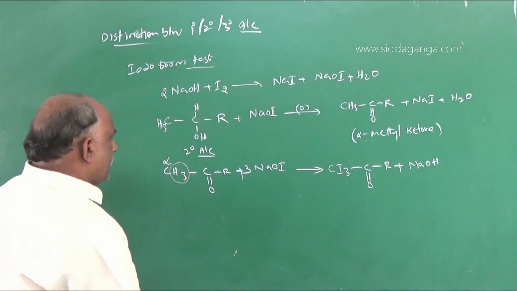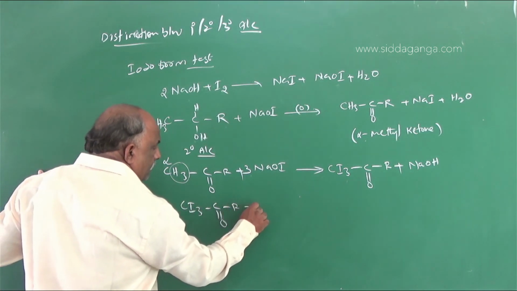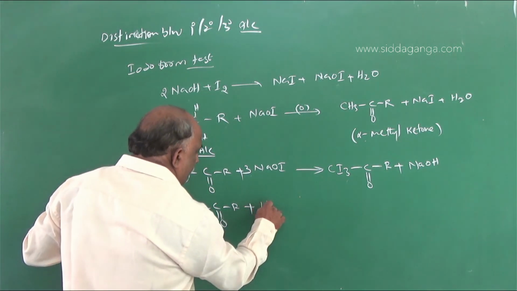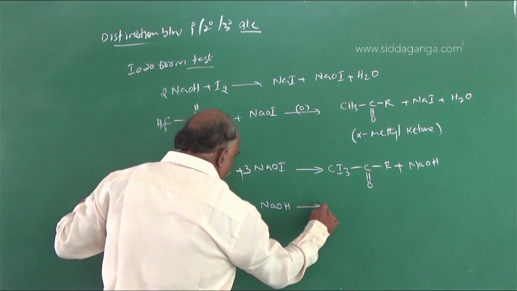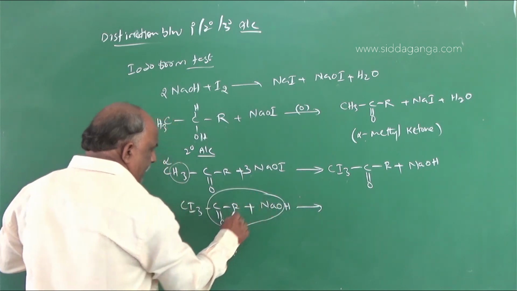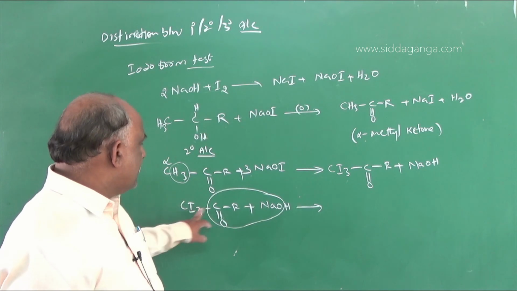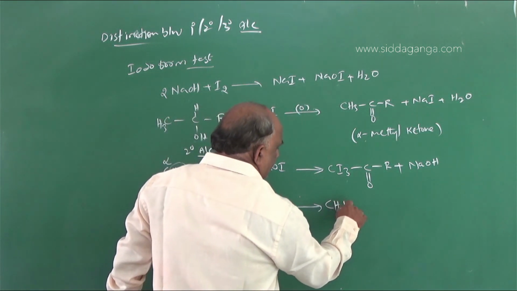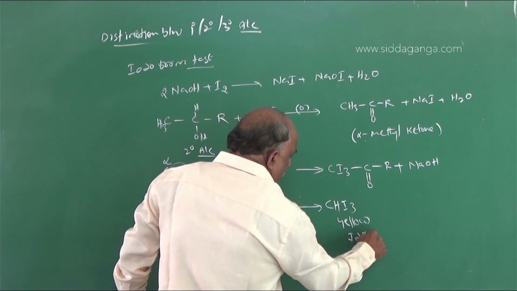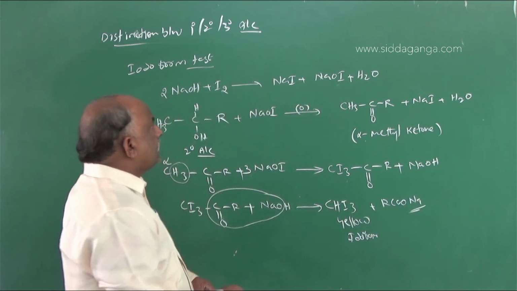And in the last step, what happens? CI3-C double bond O-R, plus what do we require? We require one H, so you should take NaOH here. Then what happens is you get RCOONa. What is remaining? CI3H, which is called CHI3. This is the yellow iodoform, plus RCOONa. This will be the answer, RCOONa.